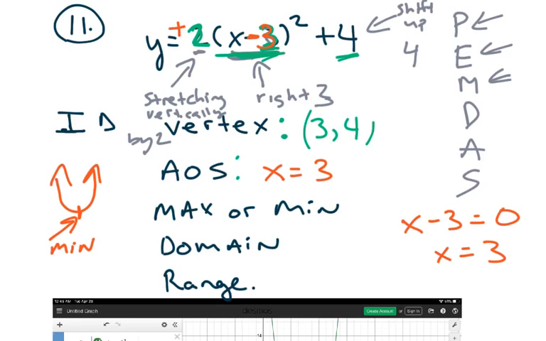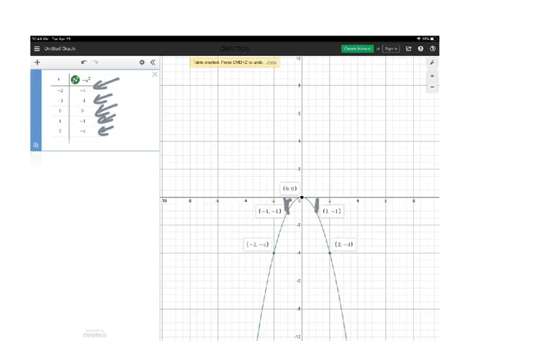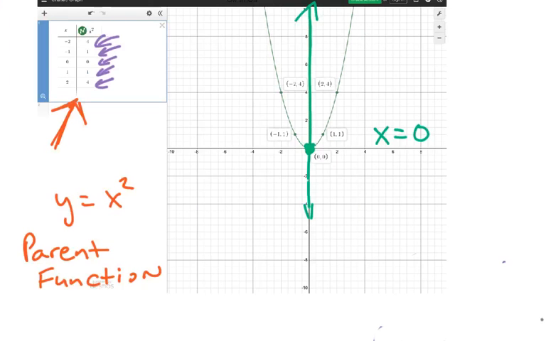We also said, when we were talking about this, the domain is always going to be negative infinity to infinity. You can never get it wrong. It's always negative infinity to infinity. And then the range, remember we said for the parent function, it's going to be at 0, because the parent function, let's go back to the parent function here, starts at 0, right? So the range would be from 0, and then you go up.